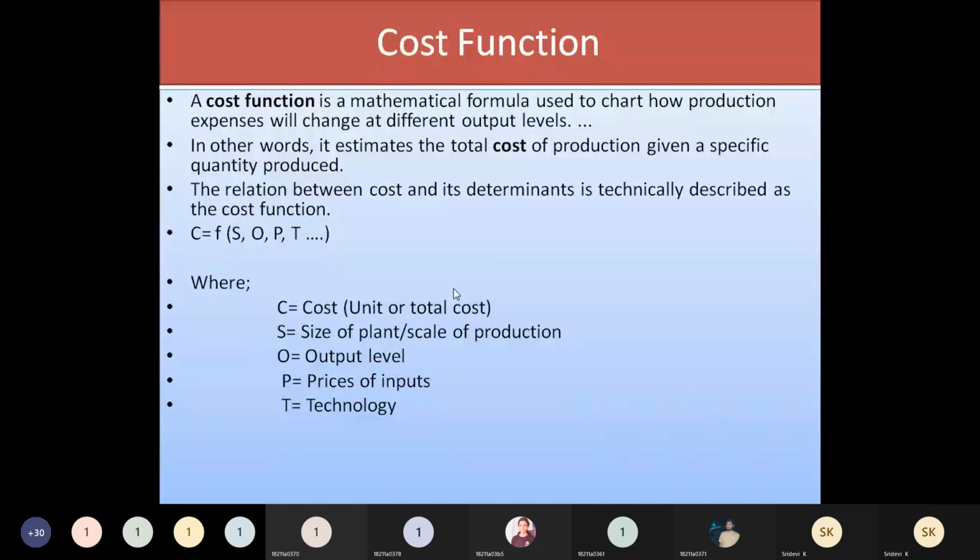So all these we can say are the factors affecting cost. If you show all these things in a single mathematical equation, C is equal to f of S comma O comma P comma T, this is nothing but called what? Cost function.